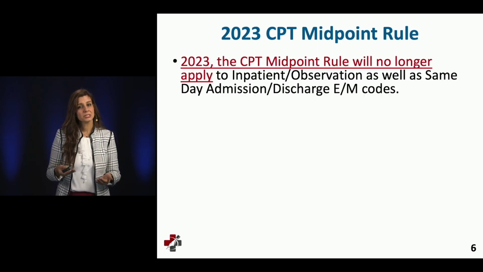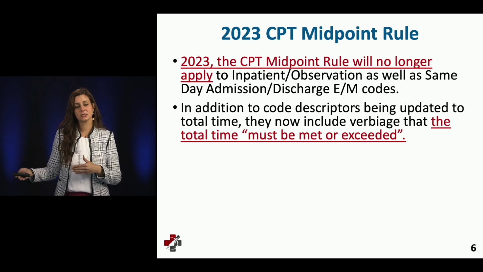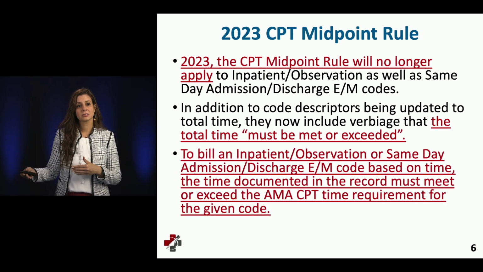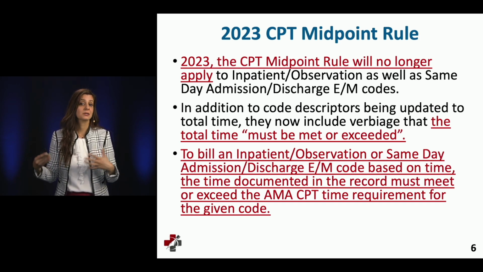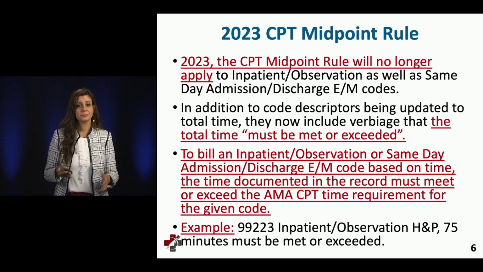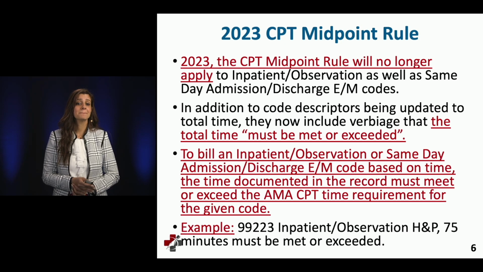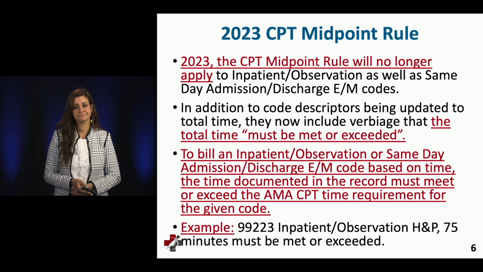Let's talk about the midpoint rule. They removed this completely, so that's not going to be a thing. The total time has to meet or exceed. That's the main thing. Essentially, this is documentation that has to meet or exceed the AMA CPT requirements to be able to bill for this. So no midpoint rule anymore. Let's give an example: 99223, inpatient observation H&P, 75 minutes must be met or exceeded.